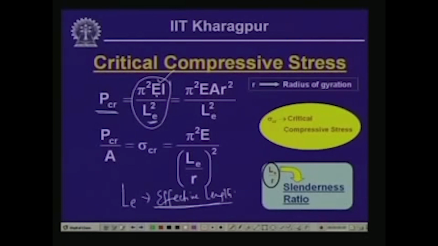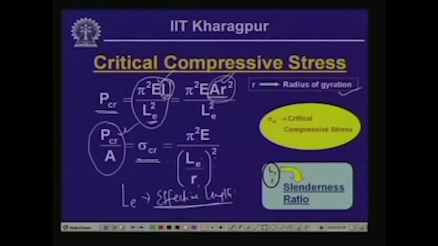Now, if we replace I, the moment of inertia, in terms of the cross sectional area, then I is equal to A r square, where r is known as the radius of gyration of the section. If we replace I with A r square and divide the whole equation by the cross sectional area A, then on the left hand side we get P CR by A, which we term the critical stress sigma CR. This is equal to pi square E divided by L E by r whole square.